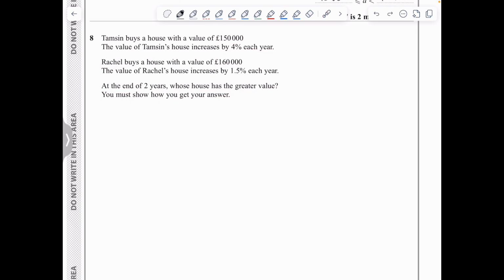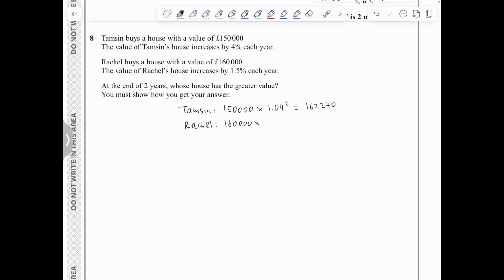Well, I will start by considering Tamsin. Now, Tamsin bought the house for 150,000. This is increasing by 4% each year. Now, an increase of 4% corresponds to a multiplying factor of 1.04. So this will be applied for 2 years. So times 1.04 squared, which gives an answer of 162,240.